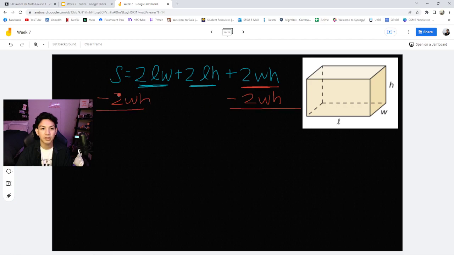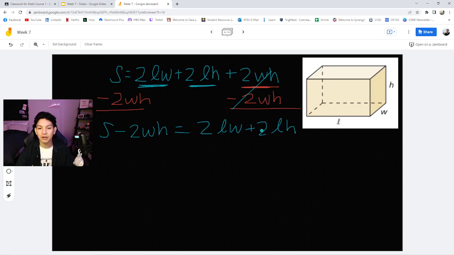And so we're left with, on this left side, S minus 2WH, and we just can't forget that. Whoopsies, my bad. S minus 2WH equals 2LW plus 2LH. Remember, this becomes 0, so we do nothing with this. But over here, it's just S minus 2WH.